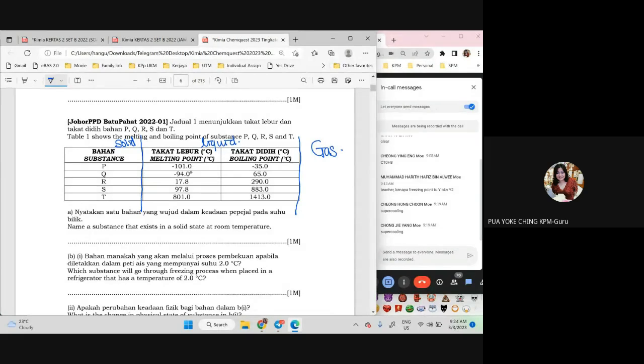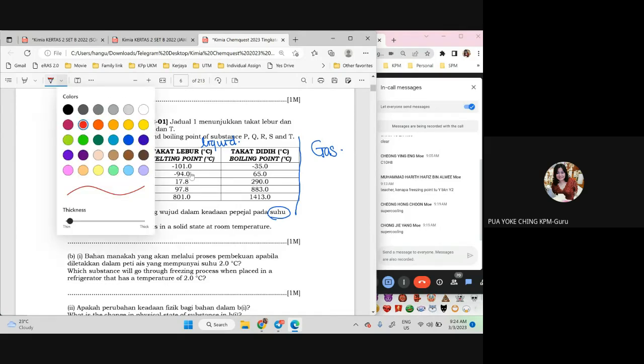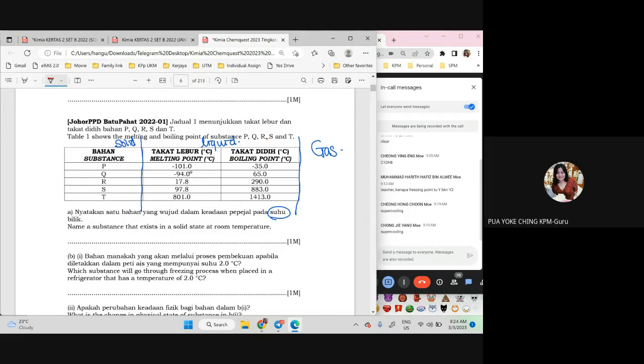So, nyatakan bahan yang wujud dalam keadaan pepejal pada suhu bilik. So, you put in your suhu bilik. Where is your suhu bilik? So, negative 101, negative 35. So, 27 is here. Then, your 27 is here. Okay. So, check your 27 at where.